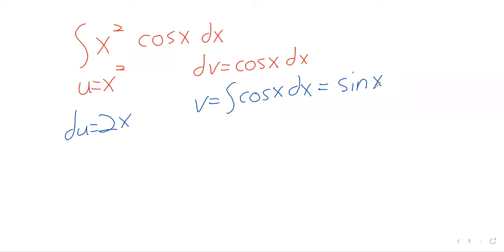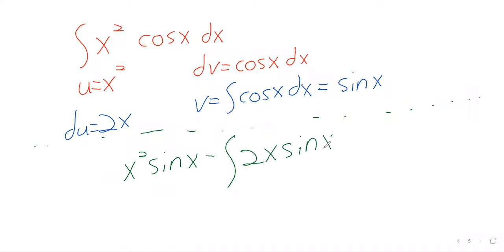And now we can put these together and we can see if integration by parts works. Essentially, u times v, x squared times the sine of x, minus the integral of v du. Well, good news, bad news. The good news is that the integral of 2x times the sine of x is certainly a simpler integral than x squared times the cosine of x.